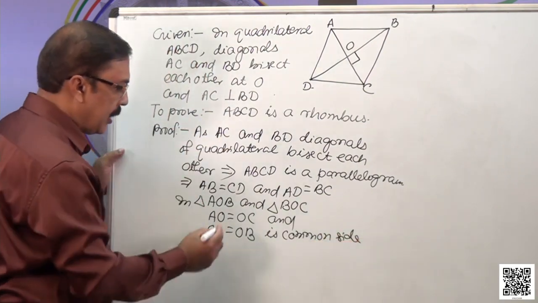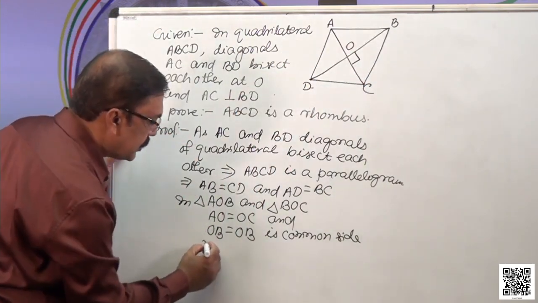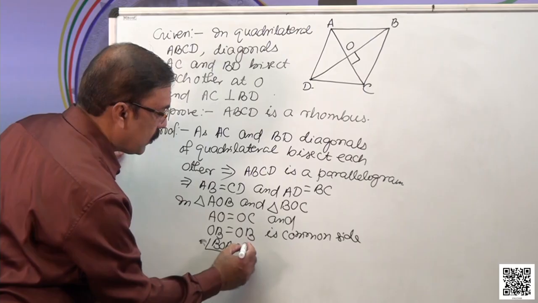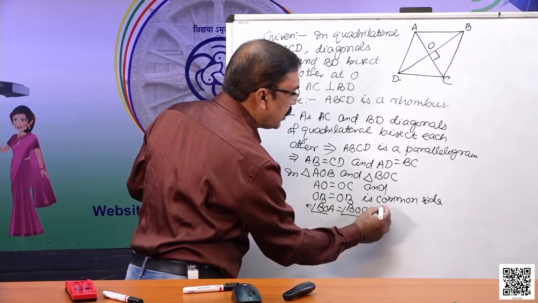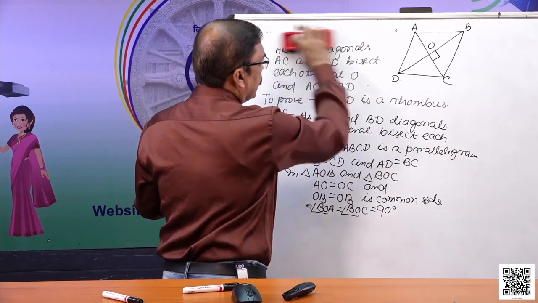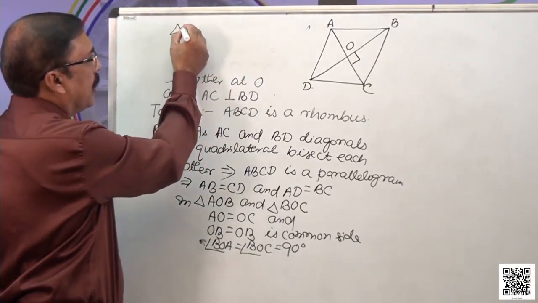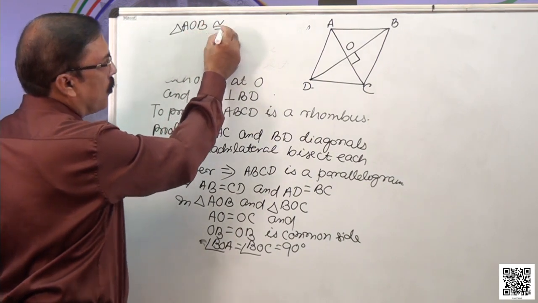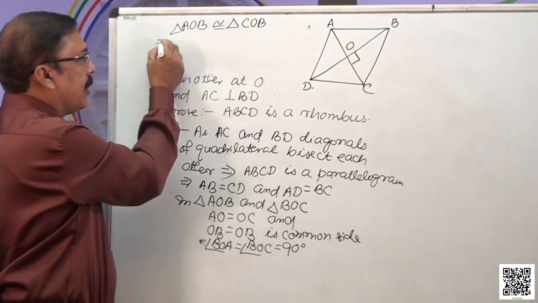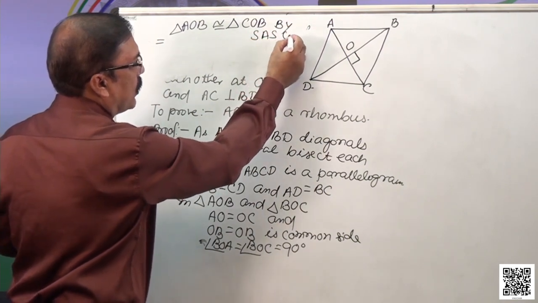What's more, it is given that AC is perpendicular to BD, which means angle BOA is equal to angle BOC is equal to 90 degrees. So from this we can say that triangle AOB is congruent to triangle COB by side-angle-side congruency.